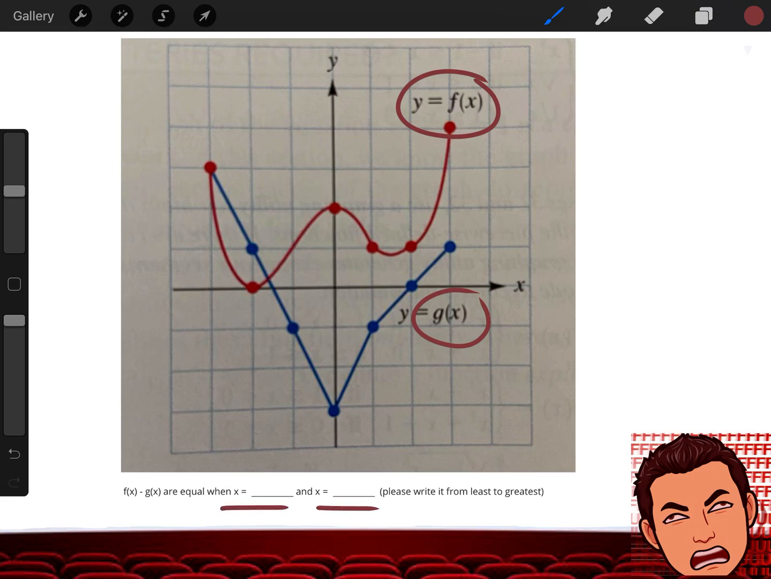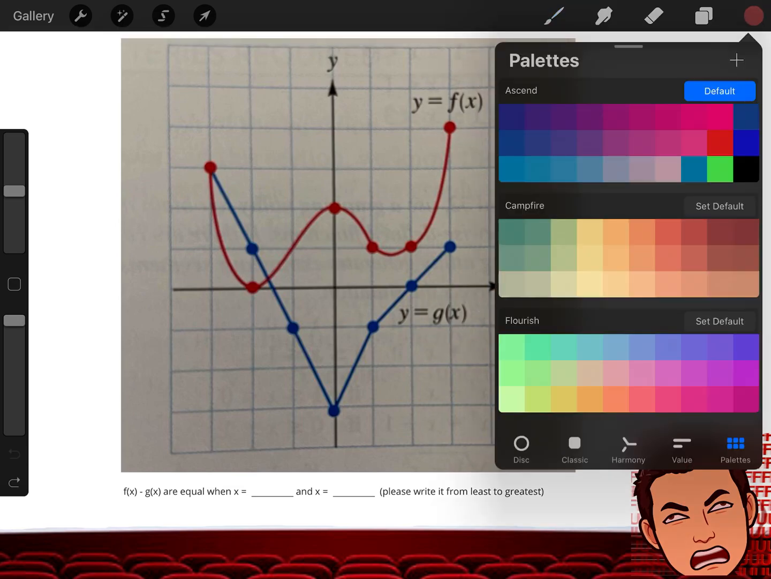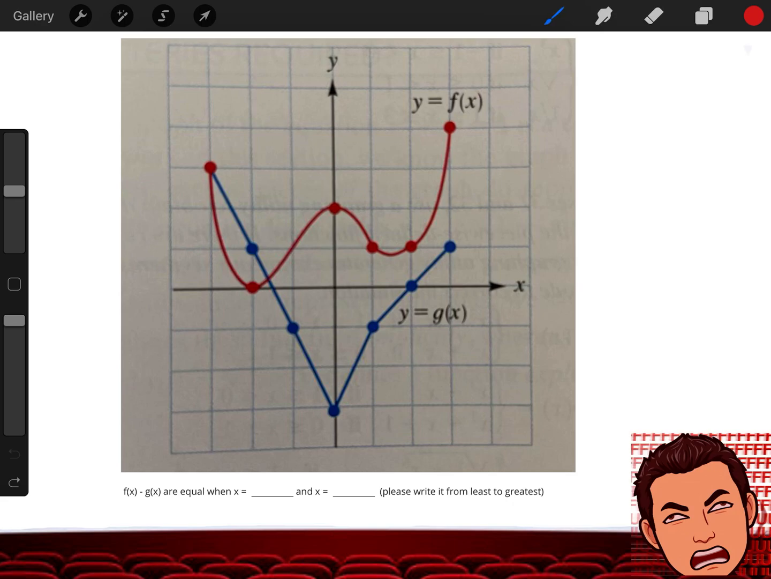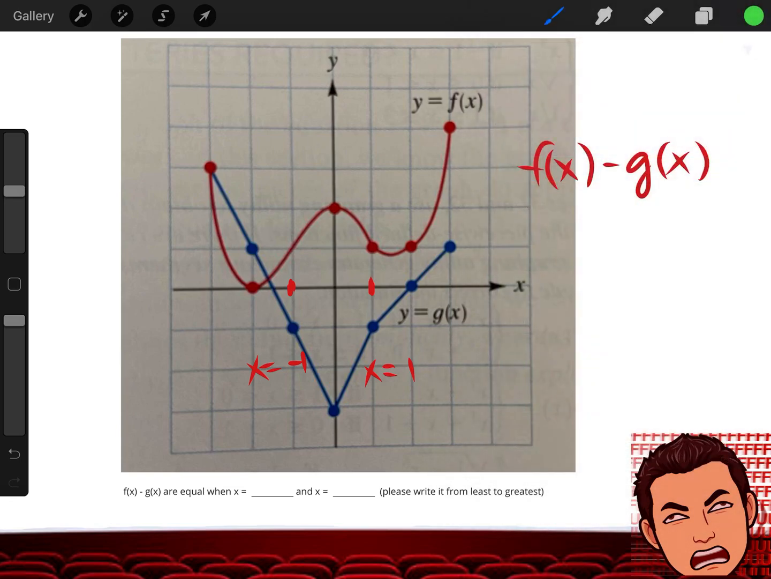Okay, so this is a little confusing one. I understand it, but let me explain to you. Hopefully that will be a little better. So f of x subtract g of x. The values are going to be the same when x equals negative 1 and x equals 1. Because if you look at it, just use a very simple way to explain it. Look at the difference. They are the same, right?